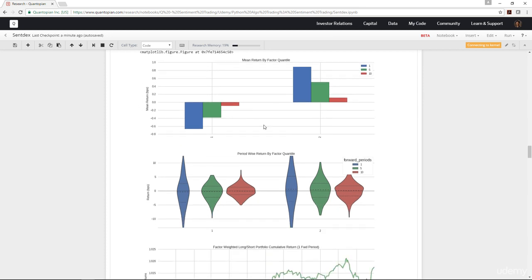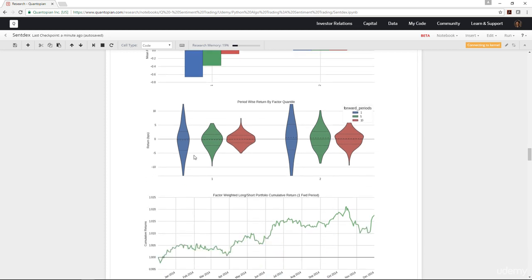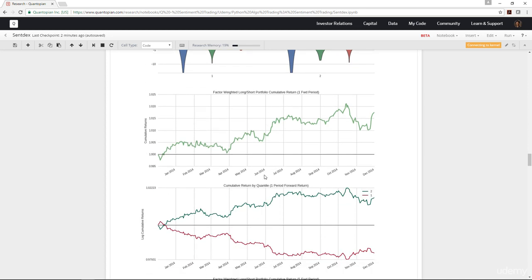If you look at the mean return by factor quantile, this is the 1 day, this is the 5 day, and the 10 day. This is for the first quantile, this is for the second quantile. So this is the bottom quantile, this is the top quantile. You can see there is a healthy spread there. Looking at the violin plot, this is distinctively negative, this is distinctively positive, but there's quite a long tail in the spread itself.